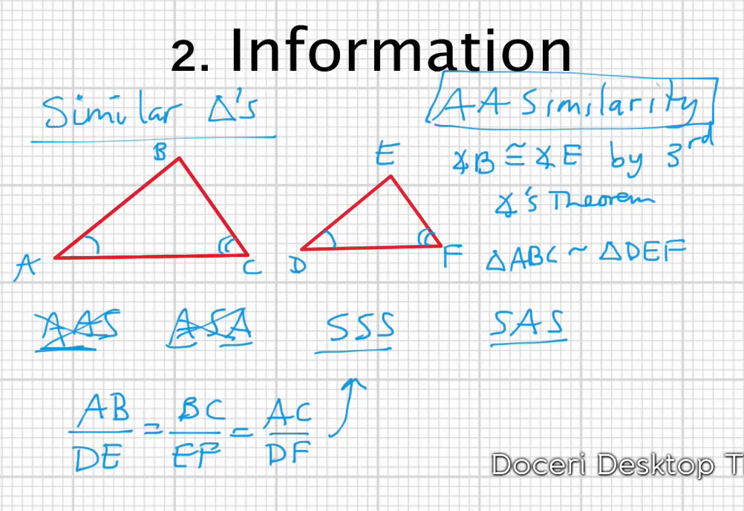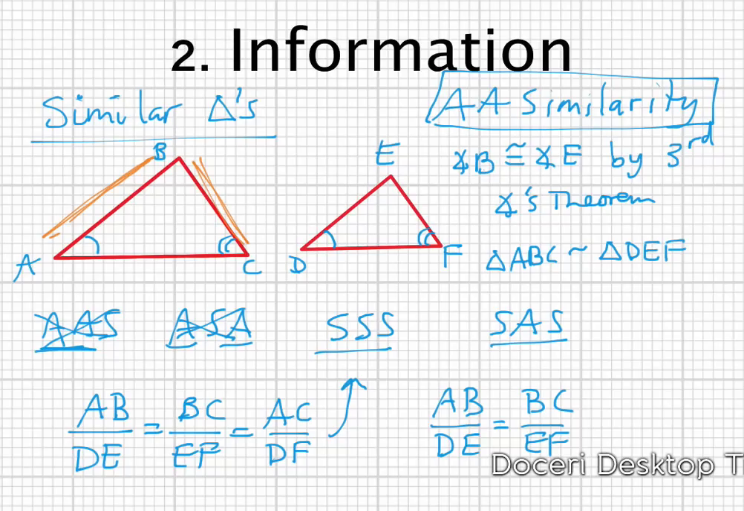And then side, angle, side. You guessed it, if you have two sides proportional with the angle between them congruent, then the two triangles will be similar. So if I say AB over DE equals BC over EF, okay, so I have two sets of sides proportional. I'm looking at this side here and this side here.